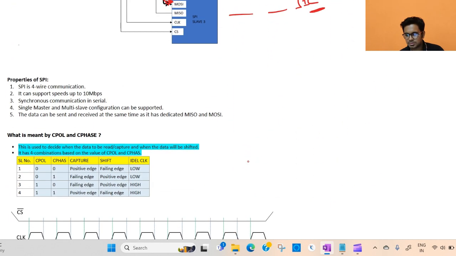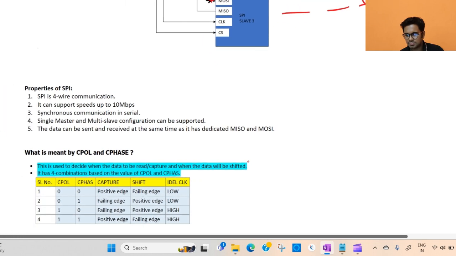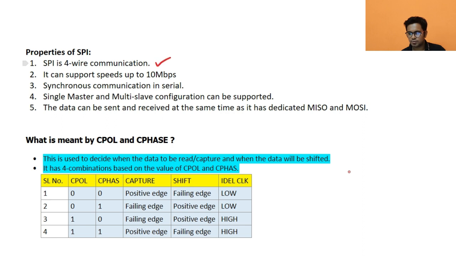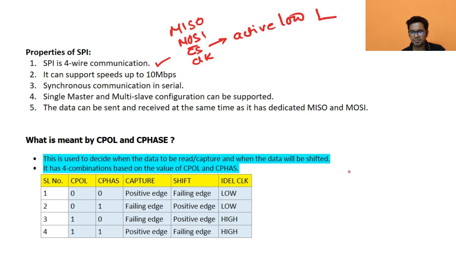Now let's look into some of the properties and understand other very important topics in SPI. First thing, it's a four wire communication. It requires four wires: MISO, MOSI, chip select, and clock. Chip select is always active low. Just remember it. Active low means whenever it is low, that IC is active. MISO is master in slave out, MOSI is master out slave in, and clock is the clock pulse generated.